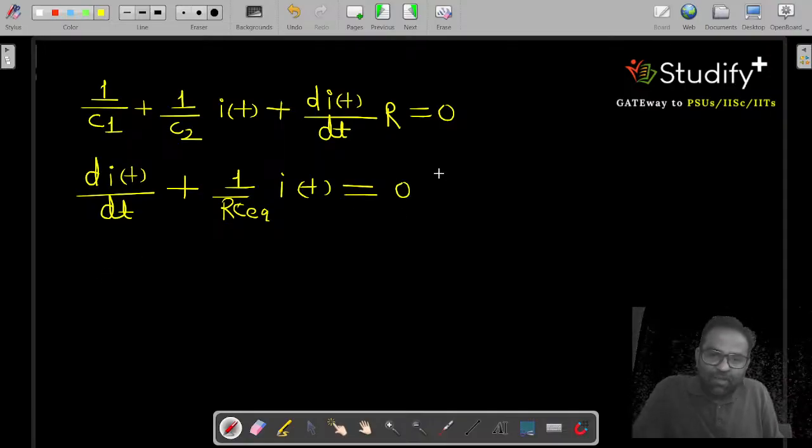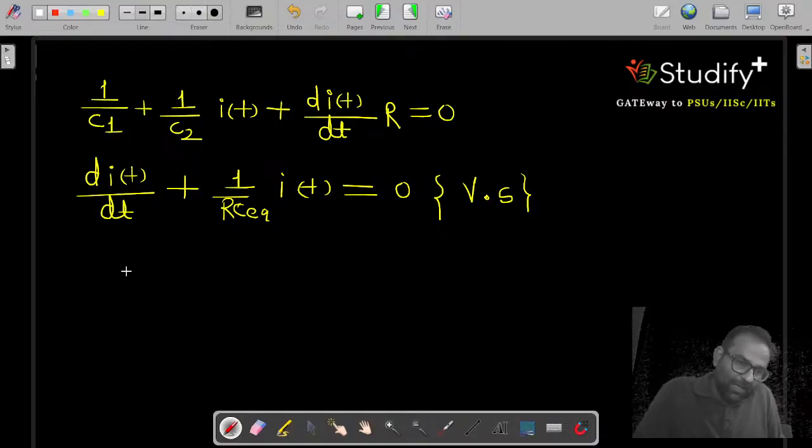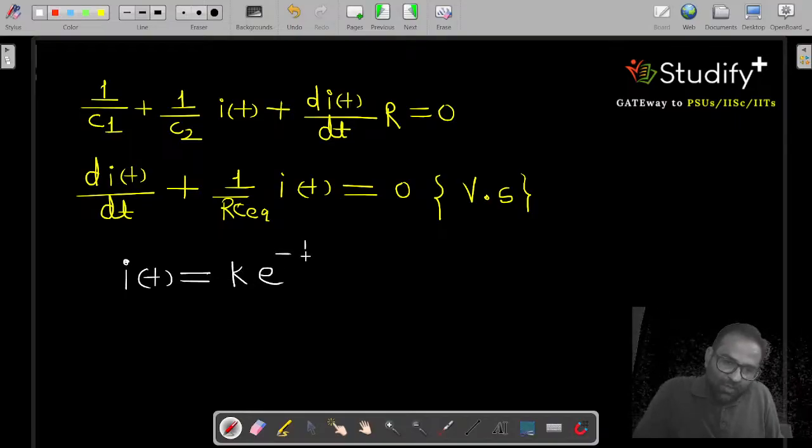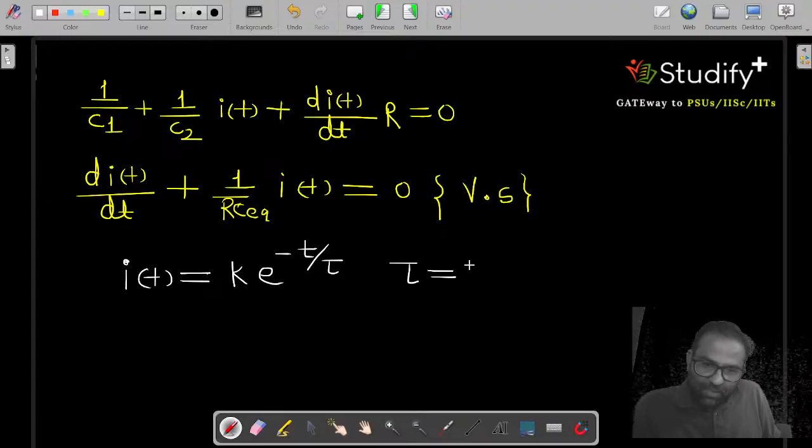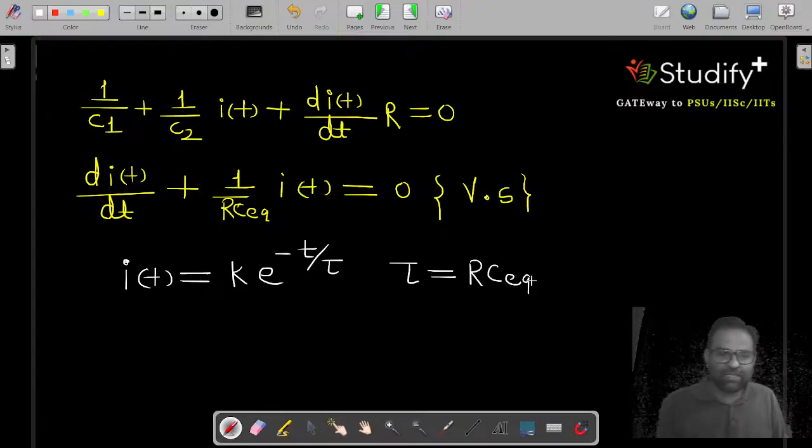Which variable equation is used? Homogeneous first order differential equation. Variable separation will be used, and the value of i(t) is given by k times e to the power minus t divided by tau. And whom am I calling tau? I am calling R into C equivalent as tau.